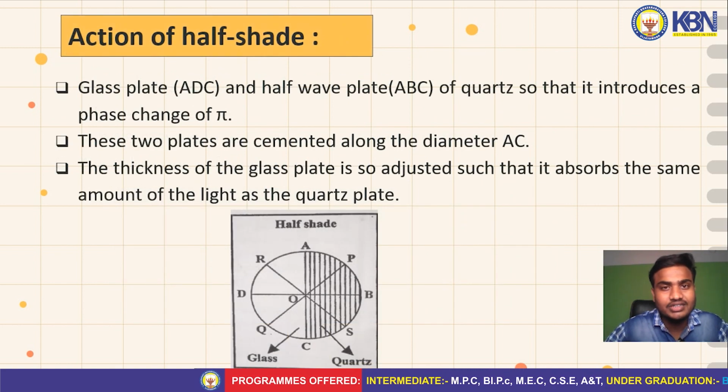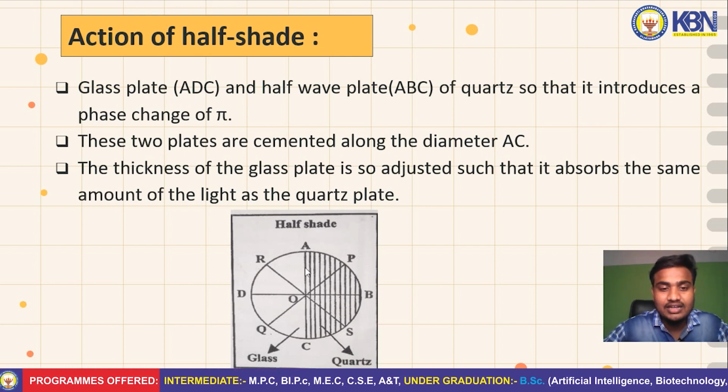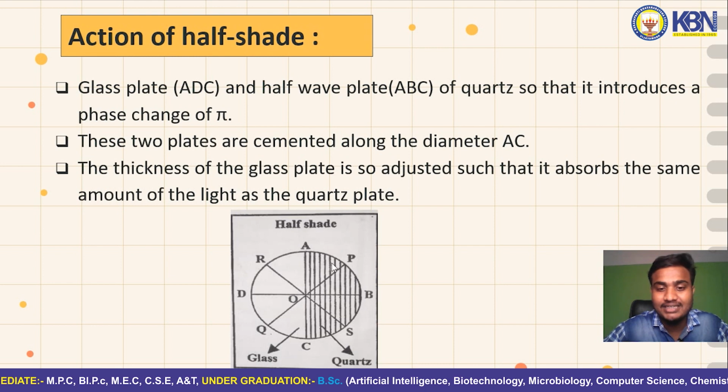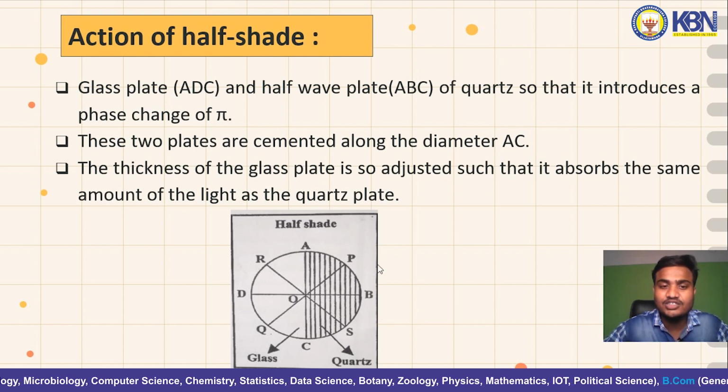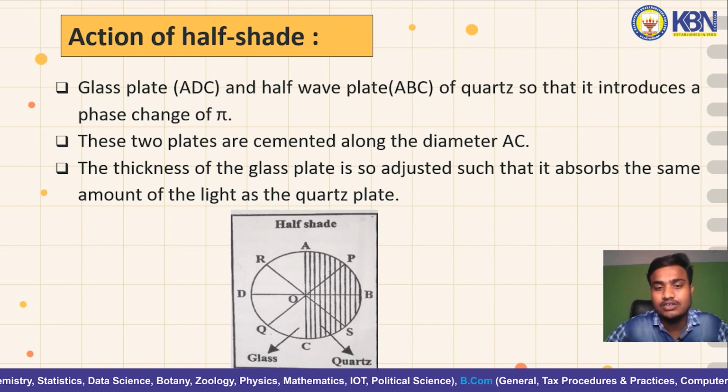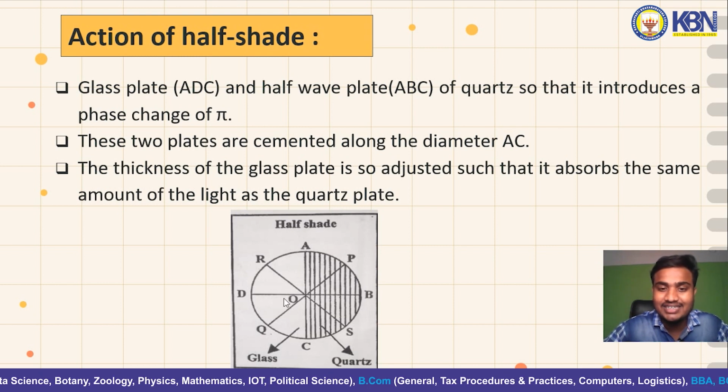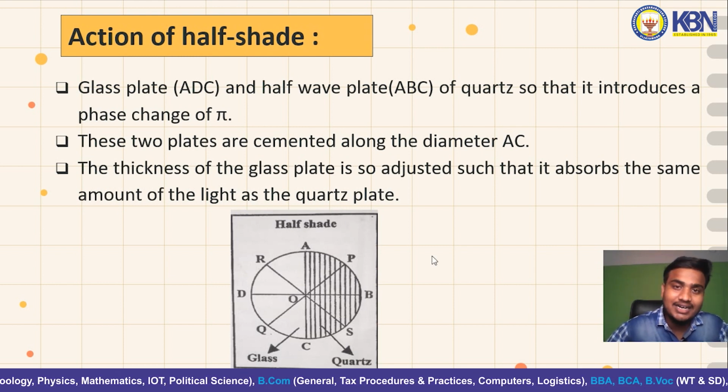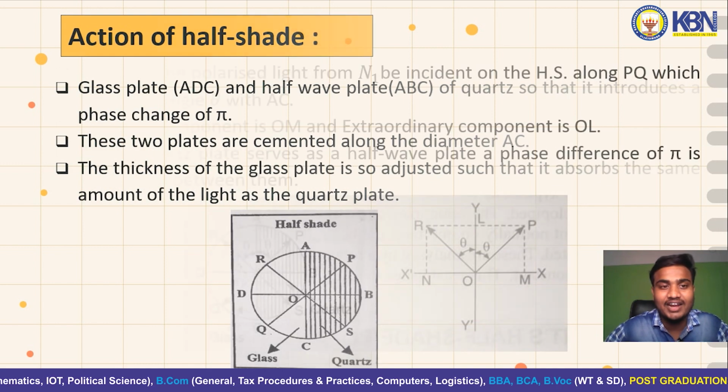Now coming to the working or the action of a Lorentz half shade, here you can see in the telescope it will look like this. Here ADC is the quartz part, ADC is the glass part and ABC is the quartz part. So it introduces a phase change of pi between the glass part and the quartz part. These two plates are cemented along the diameter AC. The thickness of the glass plate is adjusted so that both the quartz plate and the glass plate absorb the same amount of light.